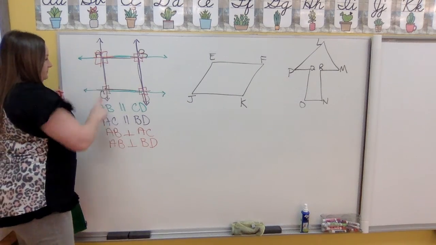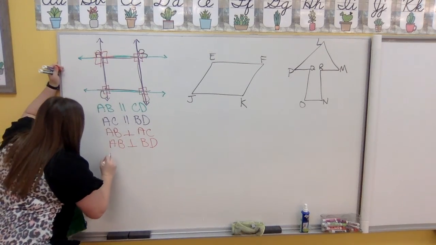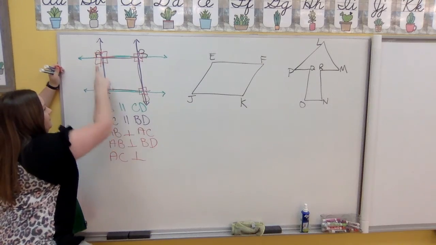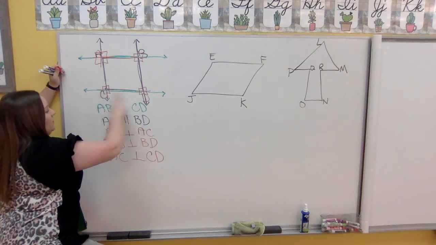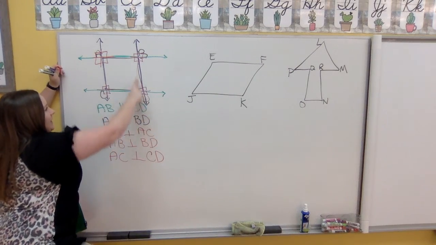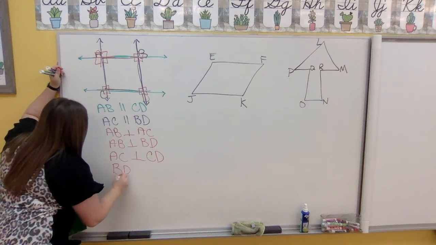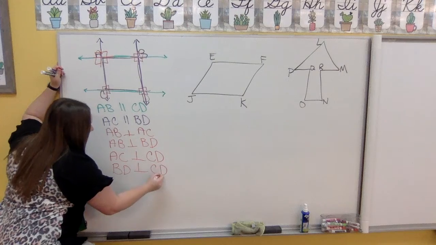Then down here, I would say that line AC is perpendicular to line CD, and over here, I would say that line BD is perpendicular to line CD.